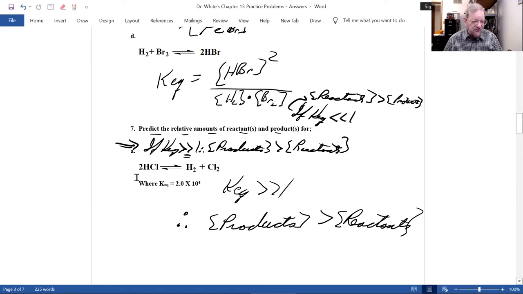And if we look at the first problem, A, we have this equilibrium, and the K equilibrium is 2.0 times 10 to the fourth. That's much greater than 1. Therefore, the products are greater than the reactants.